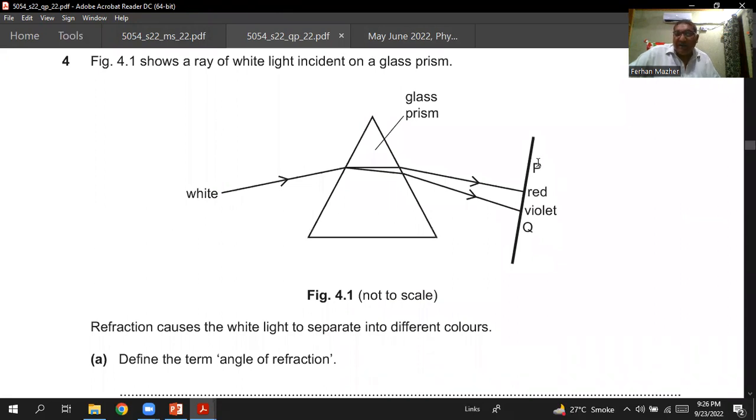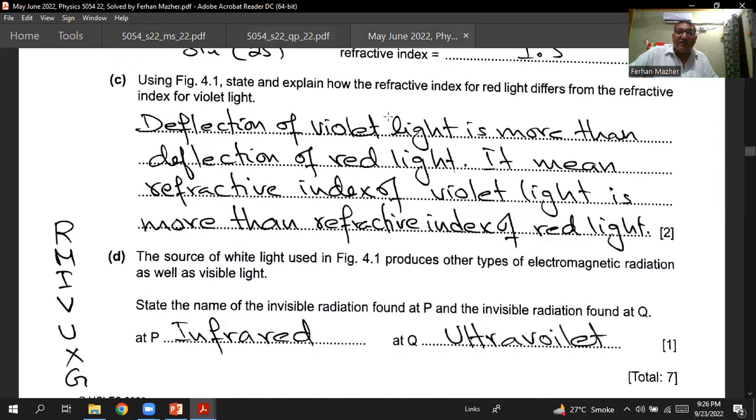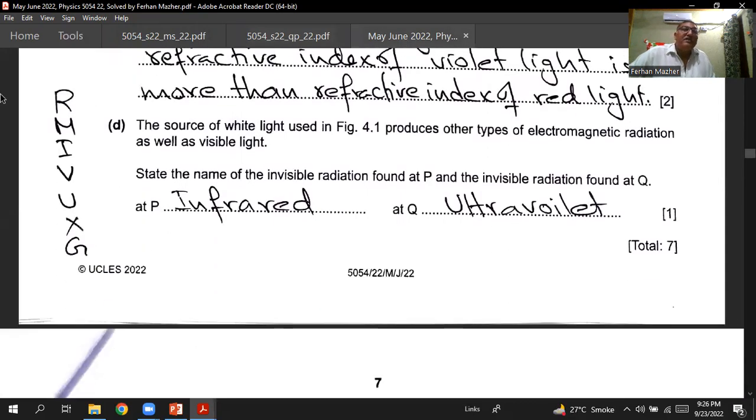From above the red, you will have the electromagnetic spectrum. You remember the code for the electromagnetic spectrum. It is Ronald McDonald is very ugly except Gary. Radio waves, microwaves, infrared, visible, ultraviolet, X-rays, gamma rays.